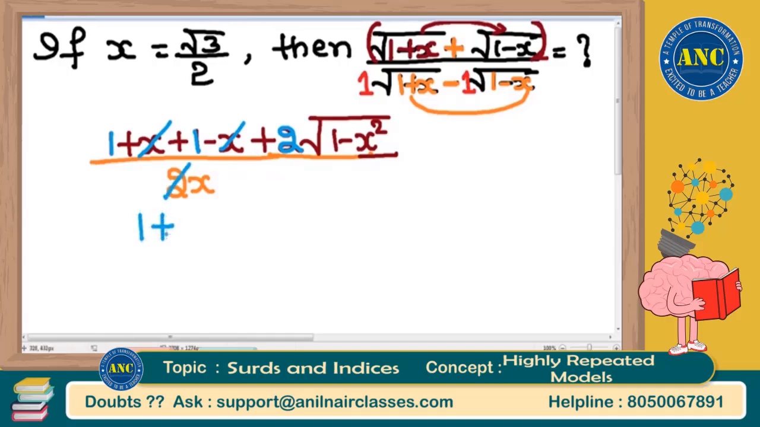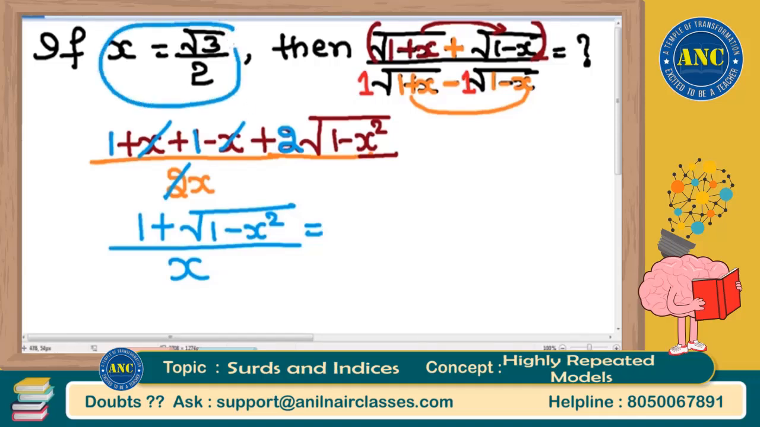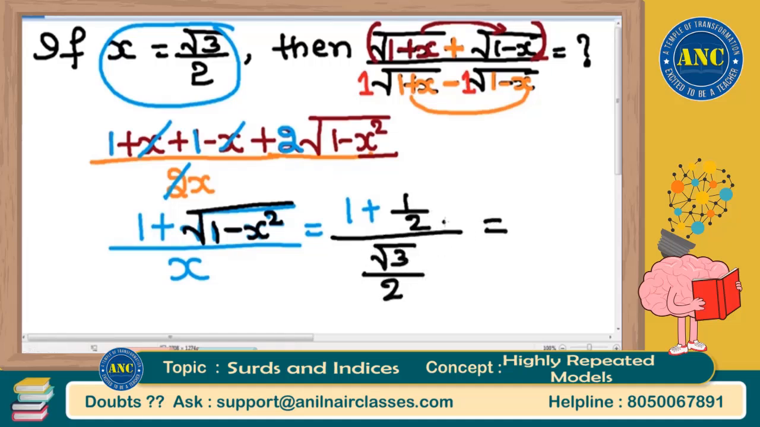You are left in the numerator with 1 plus root of 1 minus x square whole thing divided by x, and x value is given in the question as root 3 by 2. It is 1 plus root of 1 minus x square. X square is nothing but root 3 by 2 whole square, which is nothing but 3 by 4. What is 1 minus 3 by 4? 1 by 4. What is the square root of 1 by 4? 1 by 2 divided by root 3 by 2. Your final answer after taking the LCM is 3 by root 3, which is nothing but root 3. After LCM, this 2 will cancel out. Answer for this question is root 3.